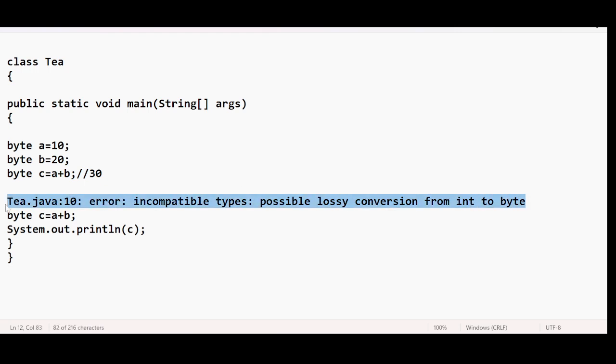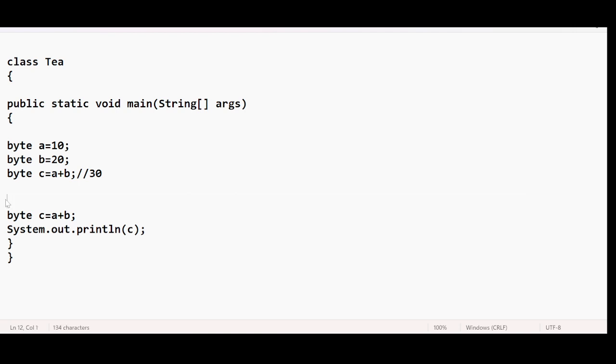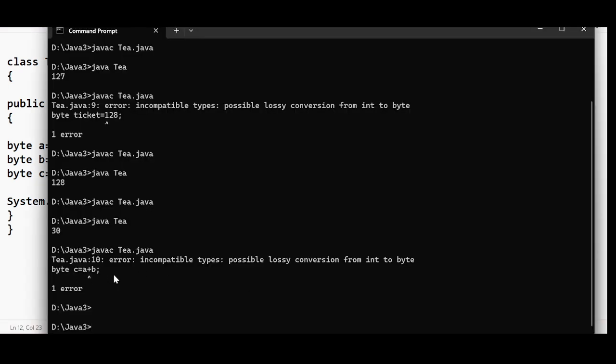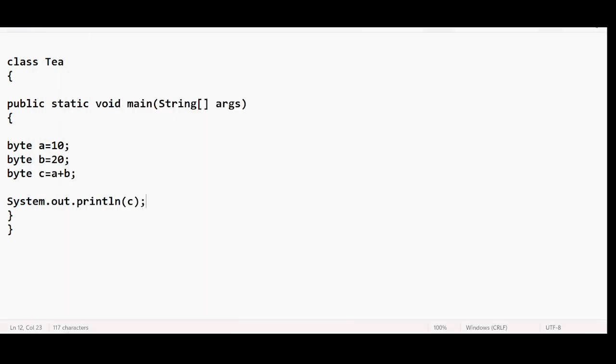The question is why. This was one of the most frequently asked interview questions in the interview room. What could be the output? Blindly we will choose the answer 30, but we are getting the output that the compiler is not happy with our code. It is showing us an error. Why is it showing us an error? We will see that.